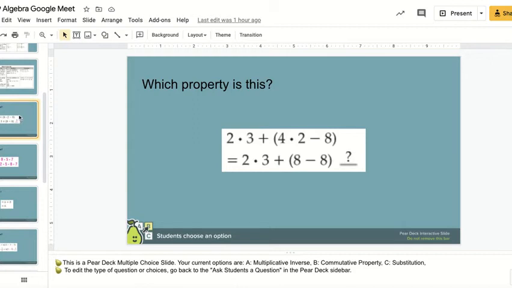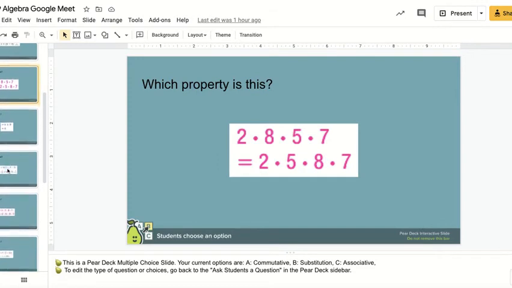For the first one, the one step we would do if we follow order of operations is we would do 4 times 2 first in the parentheses. And when we do that, that is just substitution. I'm not getting 1 or 0 for my answer. I got 8, so that is substitution. I know 4 times 2 is equal to 8.